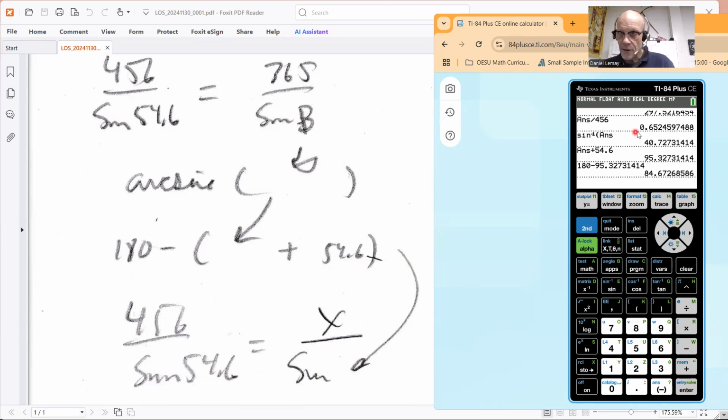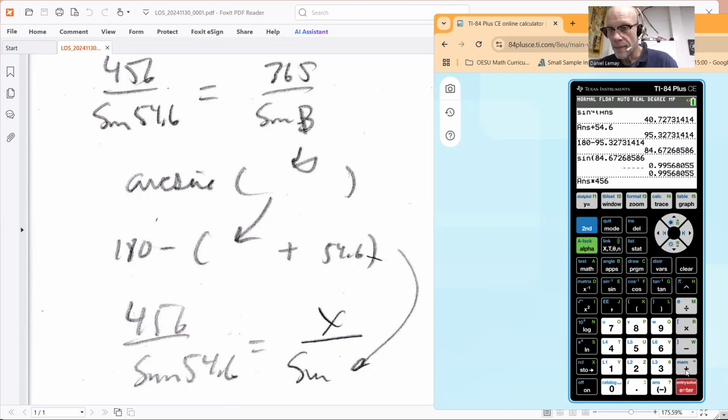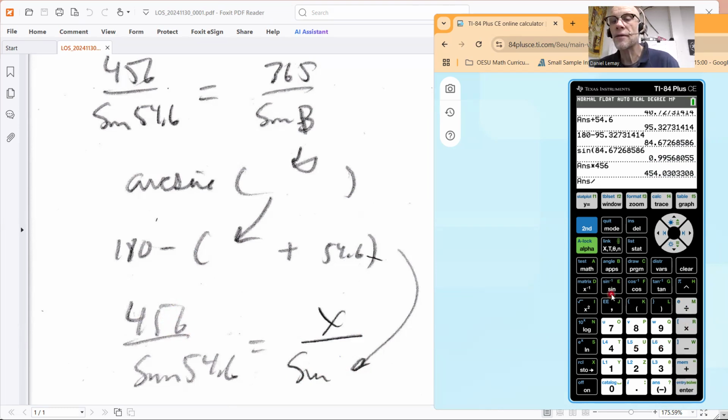See, this angle here is what I'm going to write here. So I'm going to do the sine of that angle times 456, divided by the sine of 54.6. And there's an answer, and I didn't do any rounding.